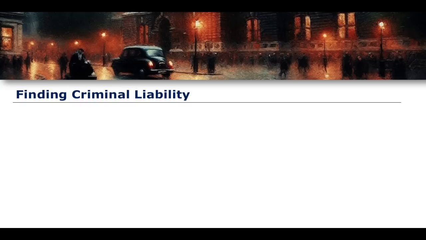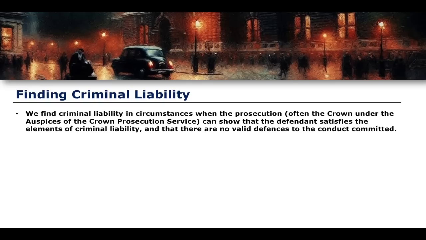So generally speaking, then, we have to ask the question, what is a crime? How do we determine what a crime is, i.e., how do we find criminal liability? Well, this takes place from a structural perspective when the prosecution, often under the auspices of the Crown Prosecution Service, can show that a defendant satisfies the very key elements of criminal liability, and that there are no valid defences that essentially reduces liability for the conduct that has been committed.